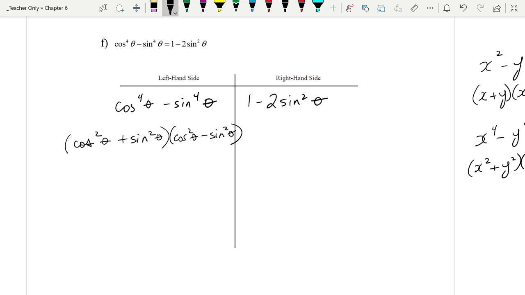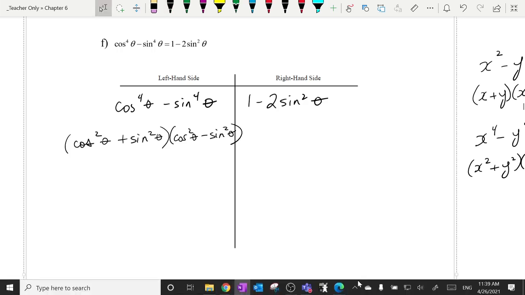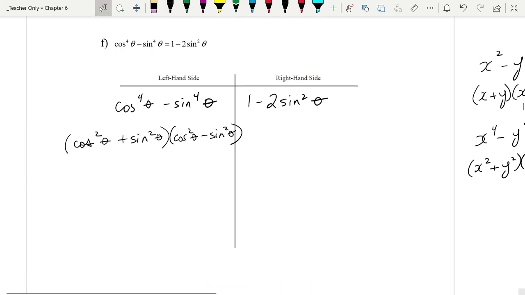Anybody hazard a guess as to what my next step is? I'll let you think about it while I print off attendance for this class here. Attendance, okay. Guys at home, I did your attendance.